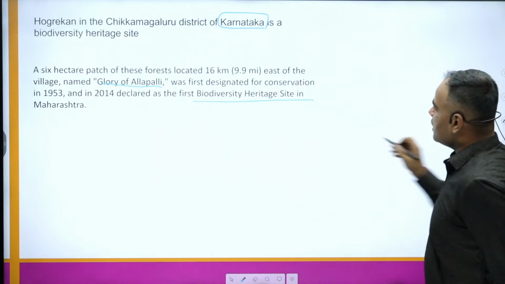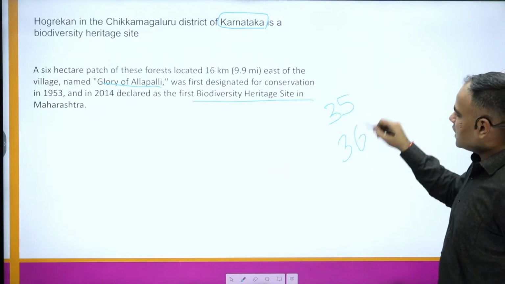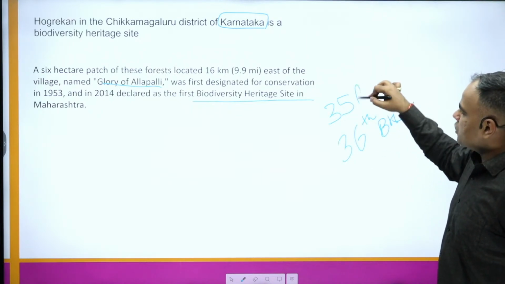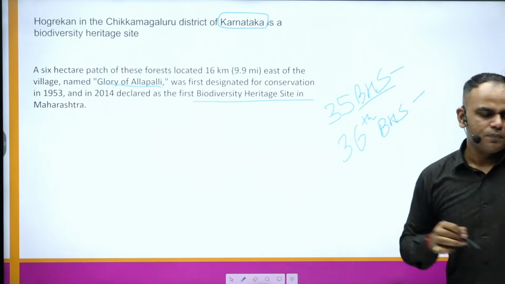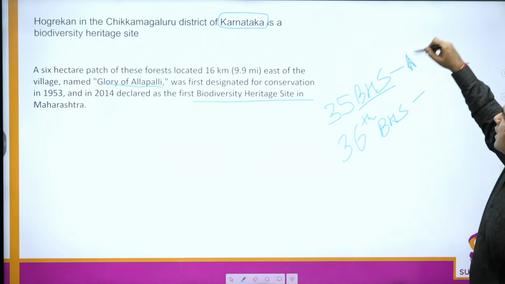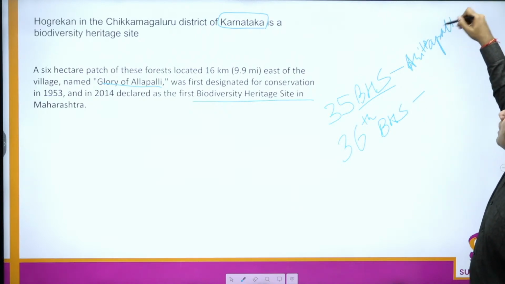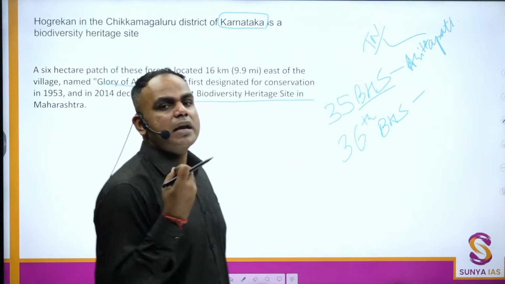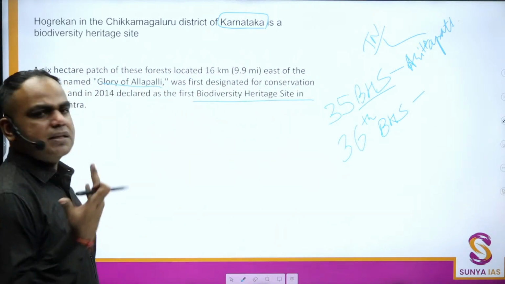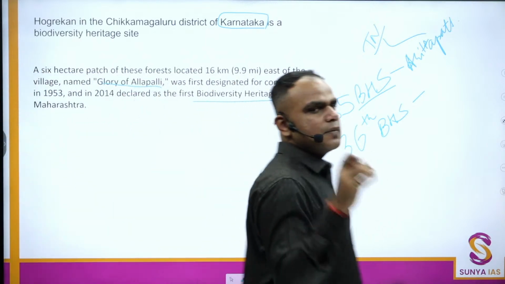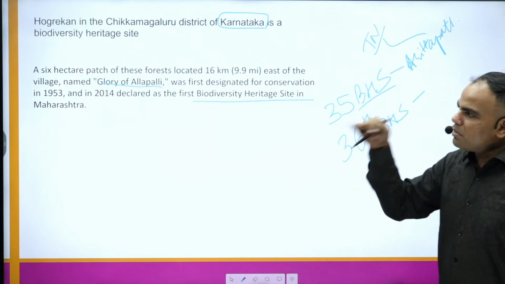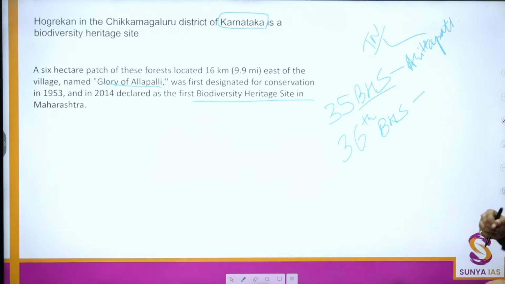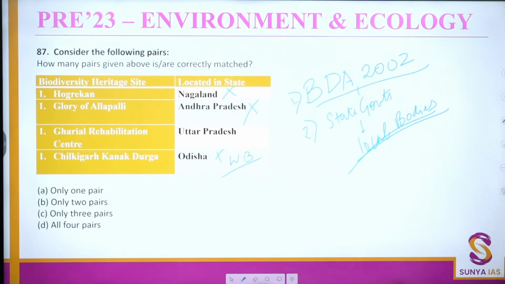Now I'll tell you, in the current affairs, India's 35th and 36th biodiversity heritage sites were also mentioned. Okay, so India's 35th site is Aritapatti, and Aritapatti happens to be Tamil Nadu's first biodiversity heritage site. Okay, and then 36th is Mahendragiri Hills in Odisha. Okay, so in this case you can be asked these questions. So just make a list of these important biodiversity heritage sites. Okay, so Hogre Khan, glory of Allapalli, Ghadial Rehabilitation Center, and Chikligad Kanak Durga is something that you need to read about and know about.